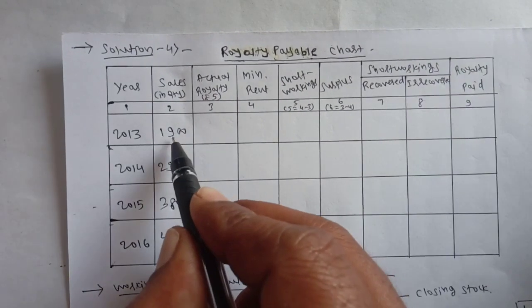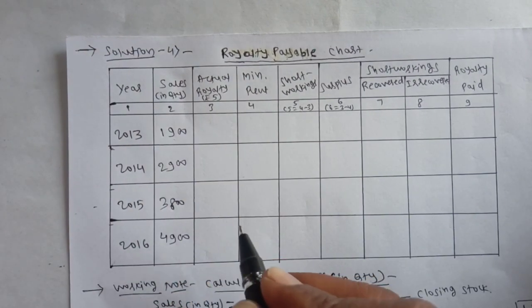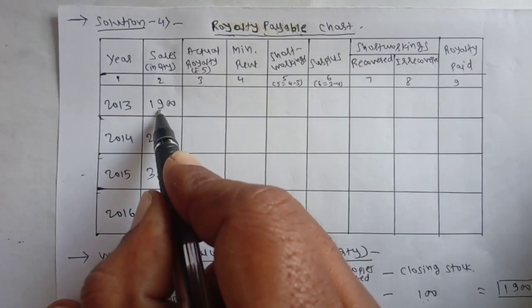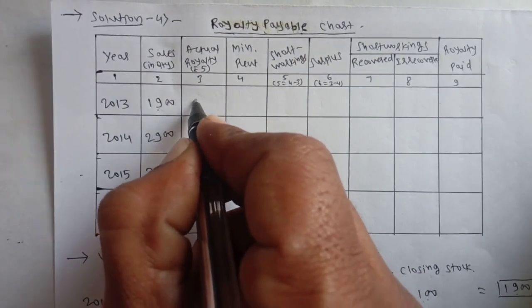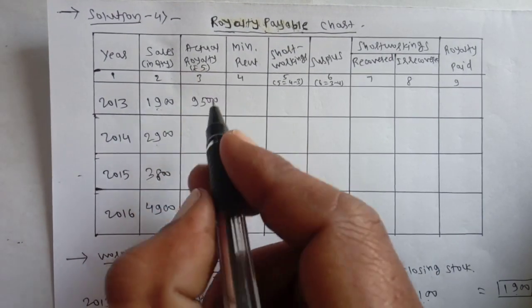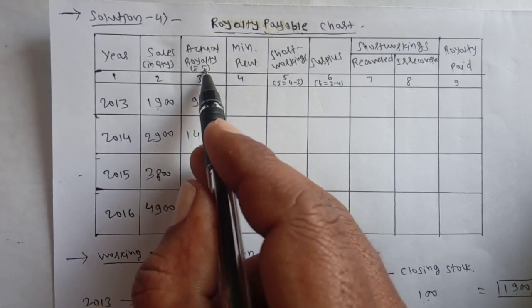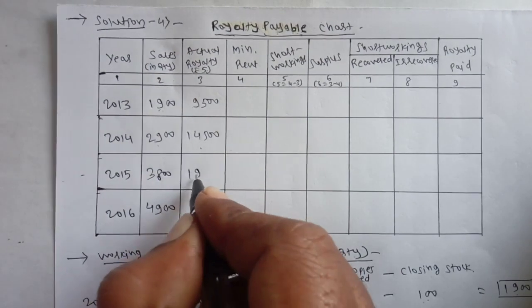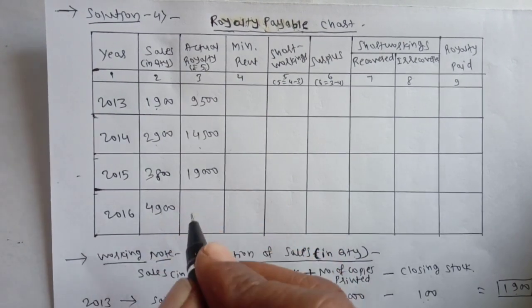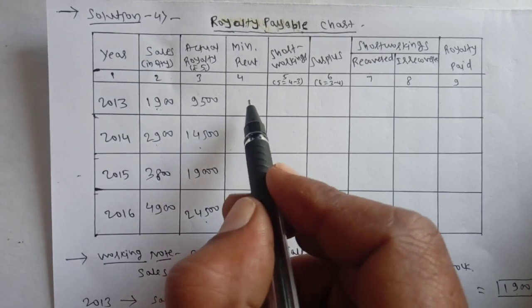Now the next part. Sales in quantity is 1,900 into 5, so here we use a calculator. 1,900 into 5 is 9,500. 2,900 into 5 is 14,500. 3,800 into 5 is 19,000. 4,900 into 5 is 24,500.